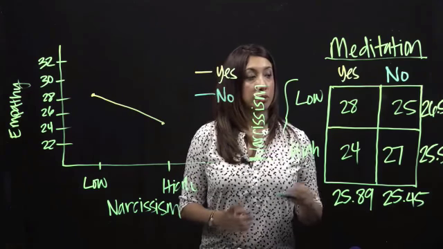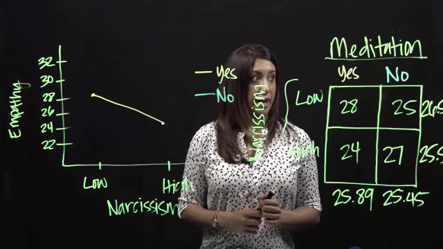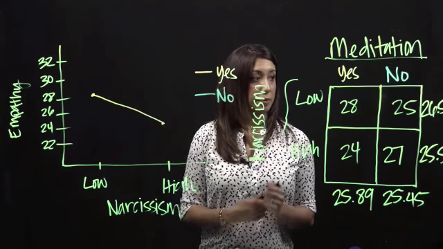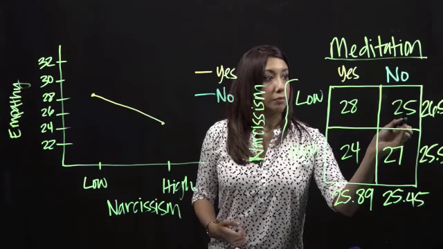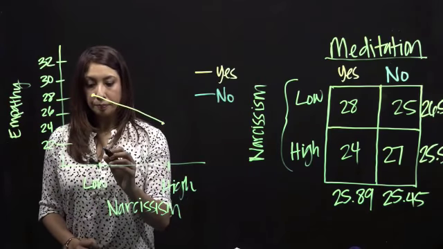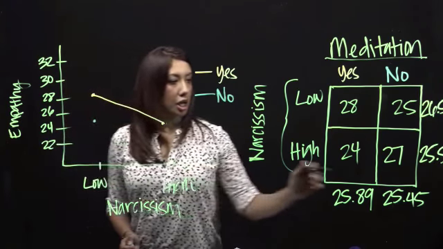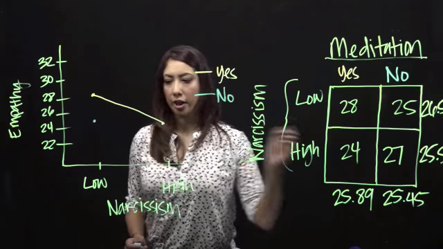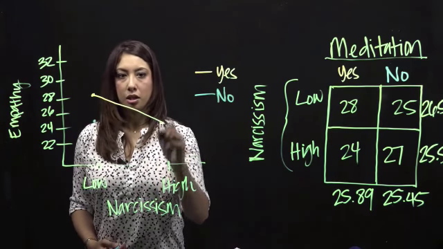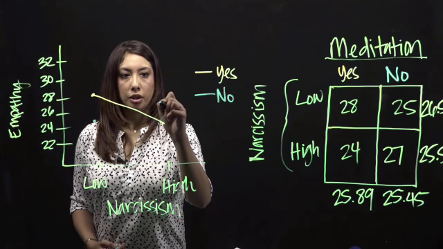Now moving on to our next line, we are looking at people who did not meditate. So people who were low scored a 25. So that would be about here. And people who were high scored about a 27. So that would be about here.